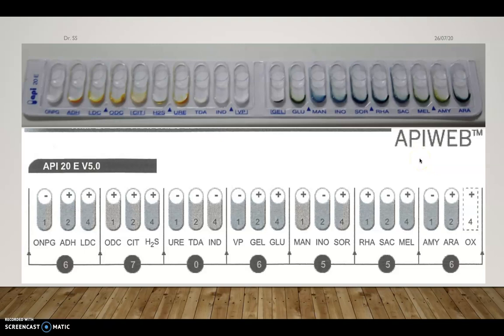Before that, we have to inoculate the organism, right? For that we use the McFarland standard. A 0.5 McFarland standard was prepared, and that density was compared with the organisms. After that it was inoculated into this kit and the results were observed. Then we take that number and enter it in the API web, and through this database we get the organism. So it was concluded as Salmonella.